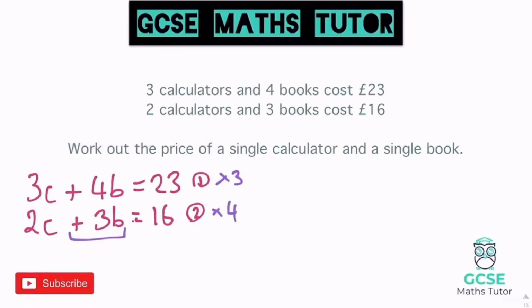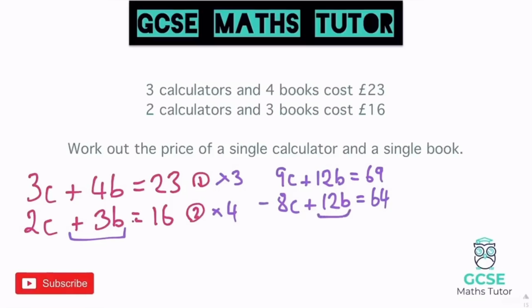Okay, so timesing the top one by 3, we get 9C plus 12B, and 23 times 3 is 69. Onto the one below, timesing them by 4, we have 8C plus 12B, and 16 times 4 is 64. Okay, so looking at these symbols, the signs are the same, they're both a plus, so the way to eliminate this 12B is to subtract these away from each other.